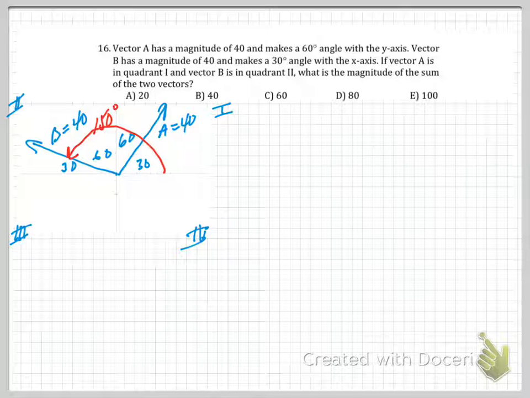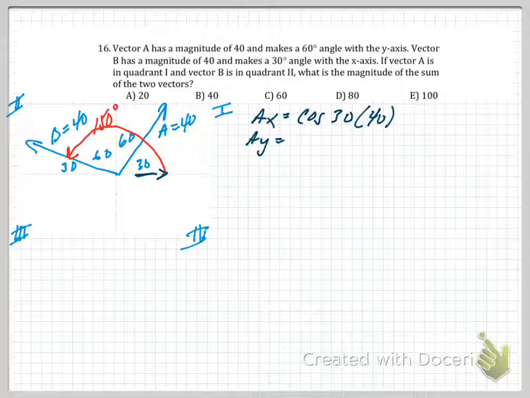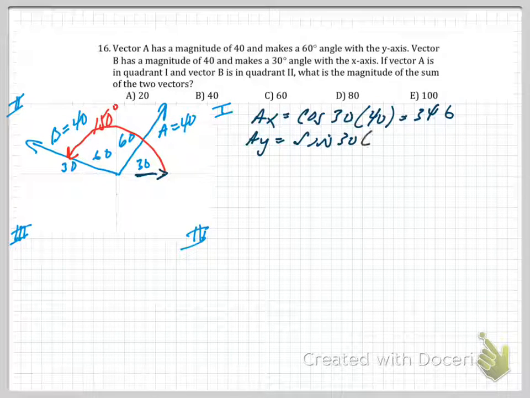All right, so now what we need to do, let's break A down into its x and y components. So A in the x direction, we can use that 30-degree angle here, and we can say it's the adjacent side, so cosine 30 times 40, and that equals 34.6. And sine 30 times 40 equals 20. And we can do the same thing for vector B.